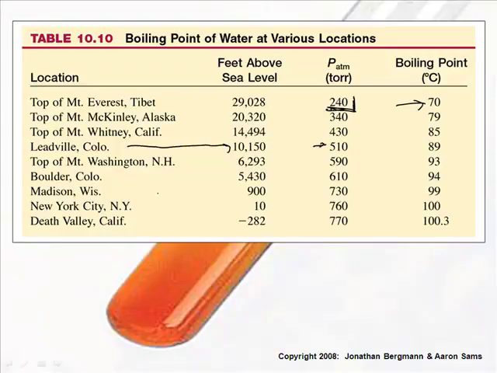Madison, Wisconsin, is 900 feet above sea level. I was looking for something at about 8,000 feet, and that's where we are. So we're somewhere between Mount Washington and Leadville. That's why our vapor pressure is 570 or whatever. So that's just information to have.